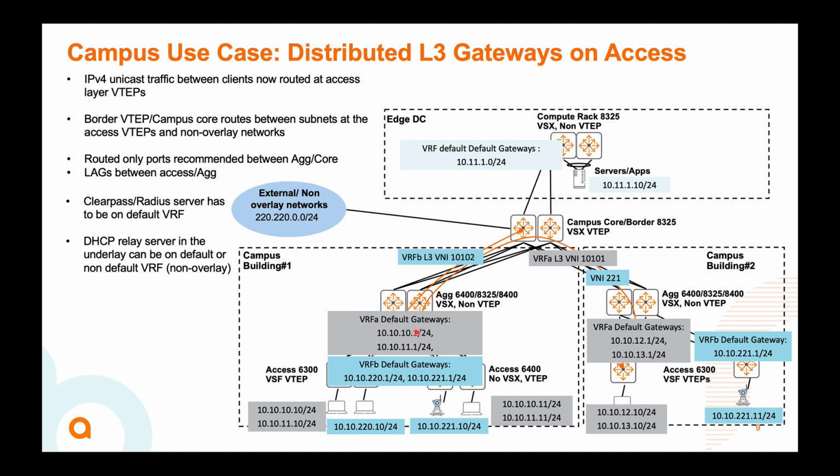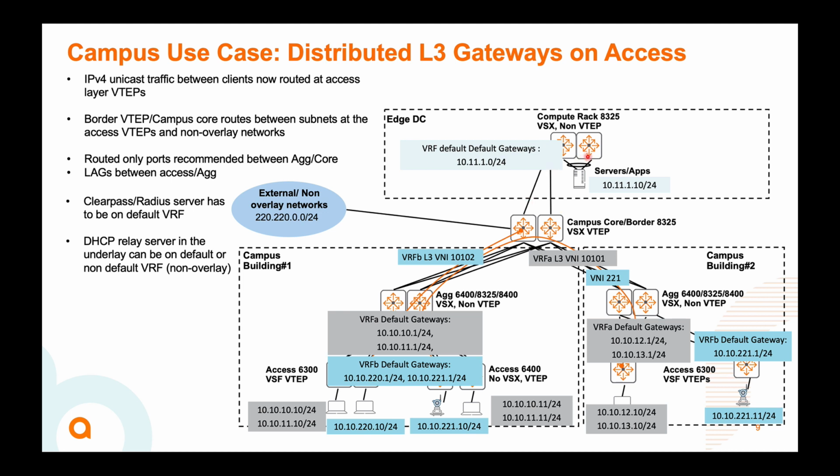So VRF A, you have 10.10.10, 10.10.11. In building 2, you have 10.10.12, 10.10.13. And you can route using the layer 3 VNI. But some devices, like the IoT devices, they need to be on the same subnet across different buildings. So you could extend the layer 2 VNI 221 across to different buildings for this IoT device. This is a distributed layer 3 gateway on the access. We also have the borders on the campus core, CX 9300s, provide connectivity between the overlay networks and the non-overlay network.